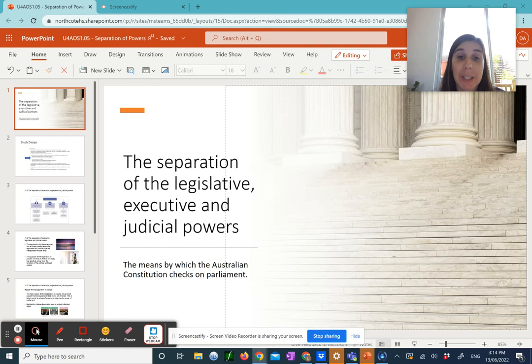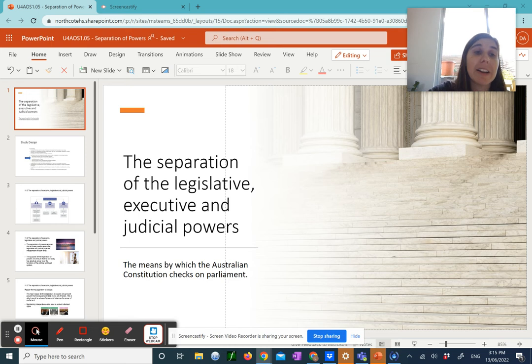Everyone, today we're talking about another check on Parliament by the Australian Constitution, and this is known as the separation of powers, which includes the legislative, executive and judicial powers of Australia. Now, do not get this confused with division of powers. Separation of powers is what we're looking at today.